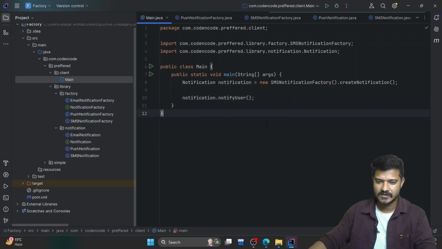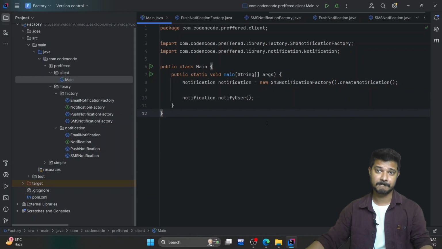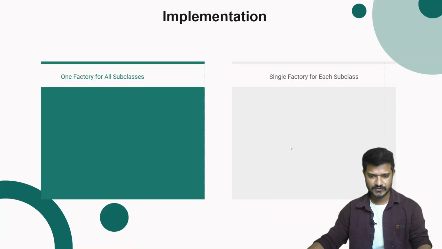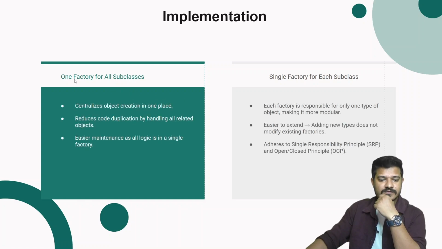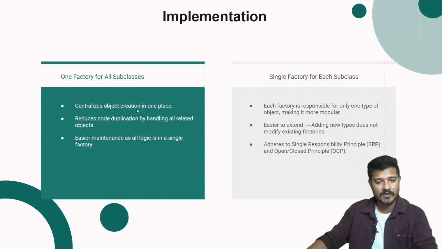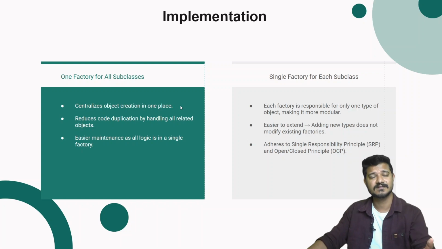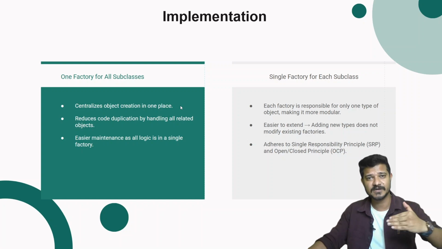So you see, the second one is just as simple as the first one, right? But the second implementation is a bit better because it supports the open close principle, and it doesn't have a single place where all of the instantiation is happening, and hence your code won't become bulky, right? So if I show you here, what are the differences between the two? For one factory for all subclasses, the first approach, we have centralized object creation in one place. But that comes with an issue that it will become bulky.